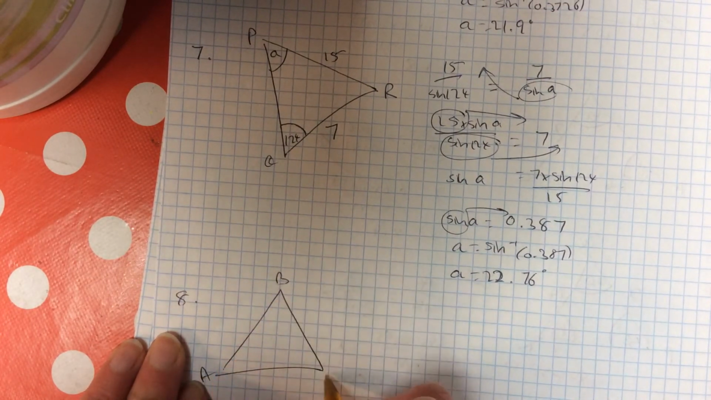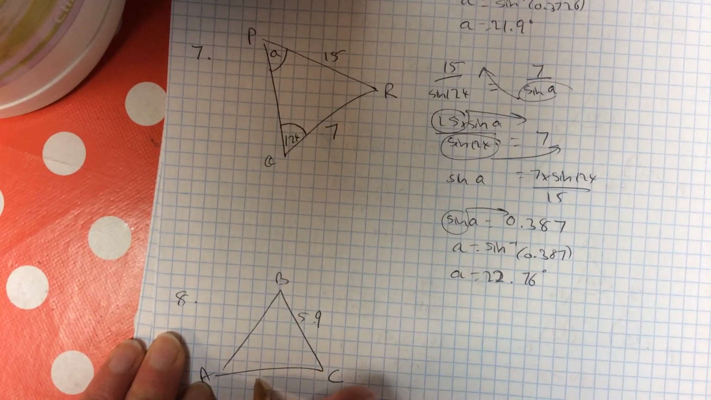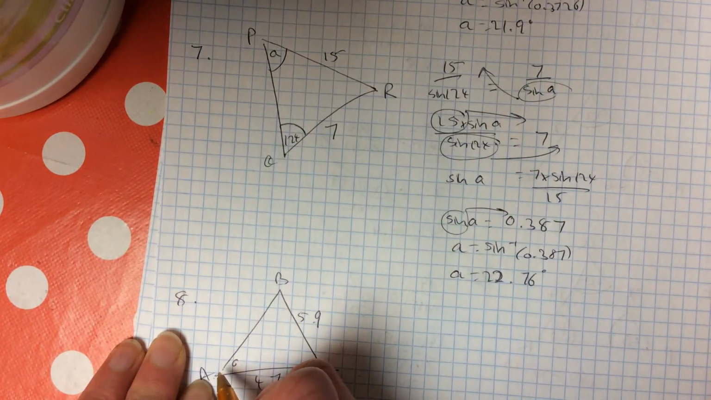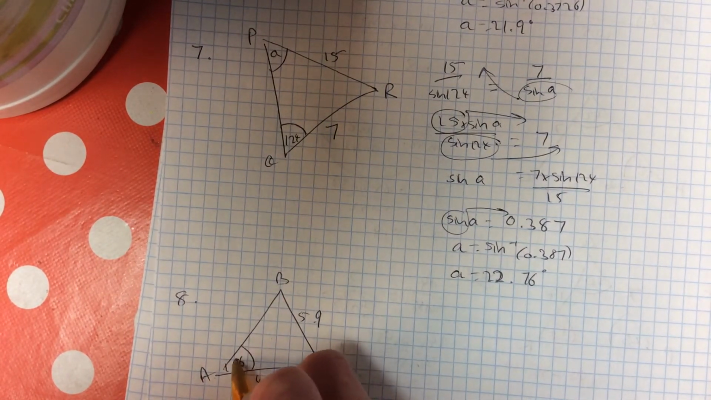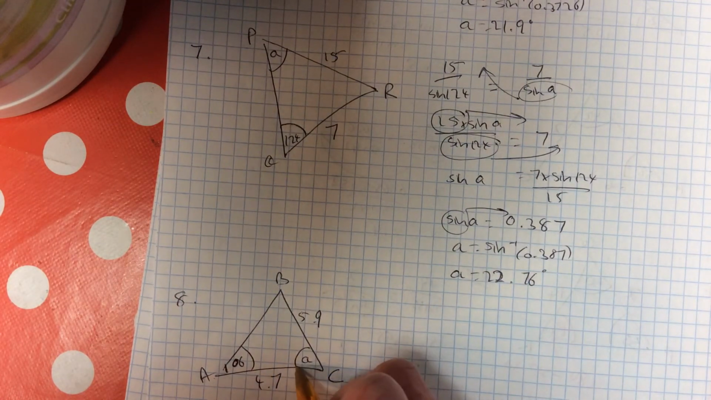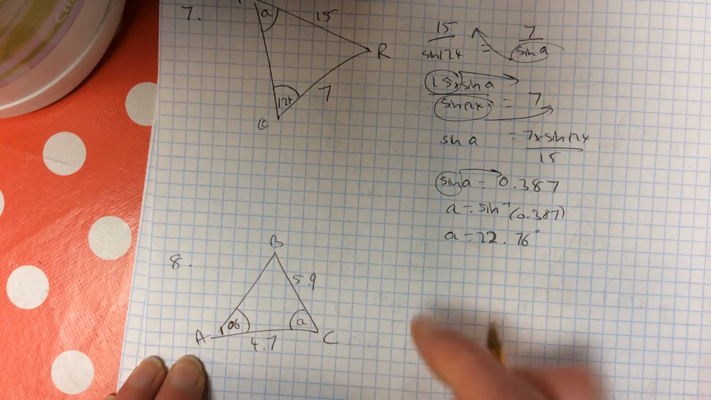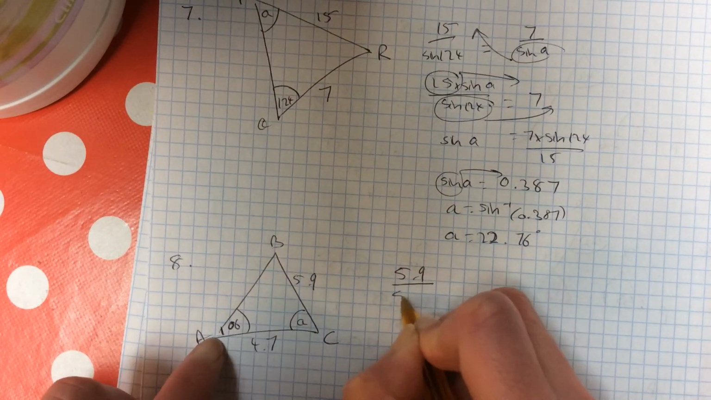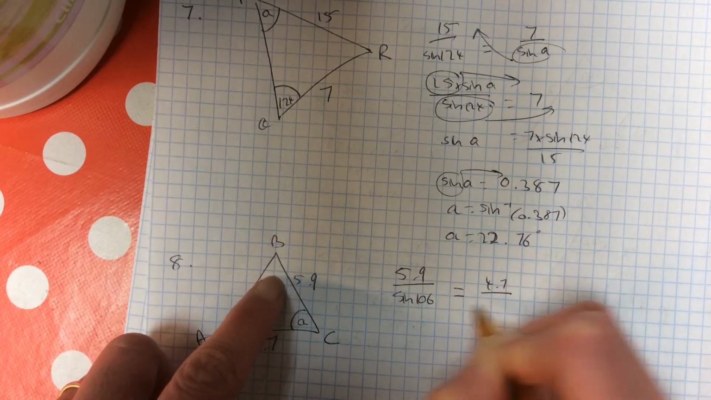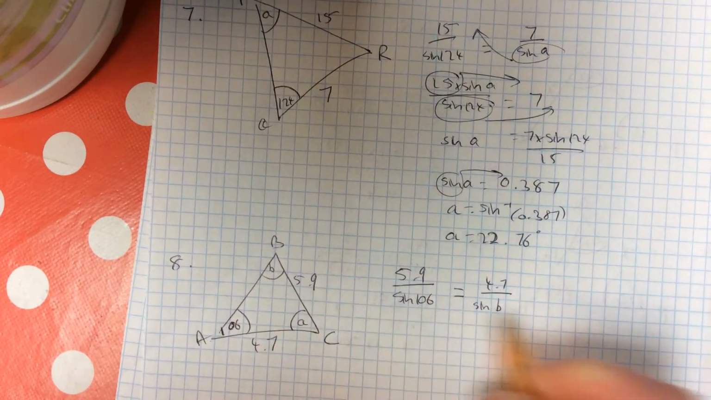ABC is a triangle in which BC is 5.9, AC is 4.7, and angle BAC, this angle in here, is 106. Calculate the angle BCA, so I'm looking for this angle here. I don't have 2 sides and the in-between angle, or 3 sides, so it's going to be the sine rule. 5.9 over sine 106 equals side over, I have to use this angle in here because it's opposite, so just call that angle B, sine B. Doesn't matter what you call that one.